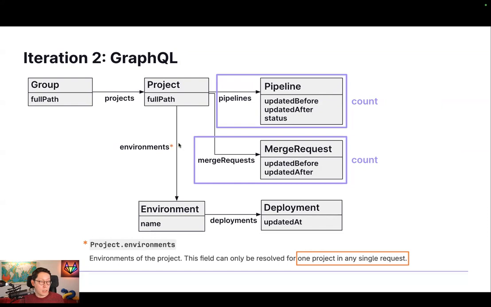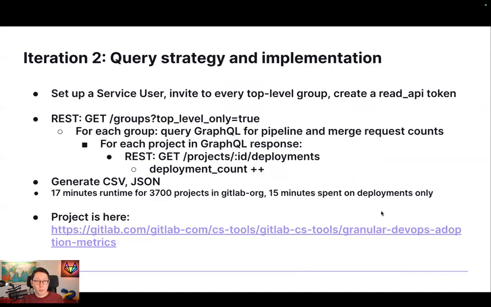And finally, the final blocker, we have this little star here, right? So for the project, the environments, we can only pull it for one project in any single request. So that basically disqualifies this query strategy at scale. That means it's going to be REST for the deployments.